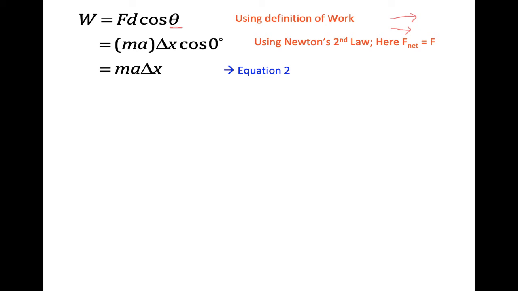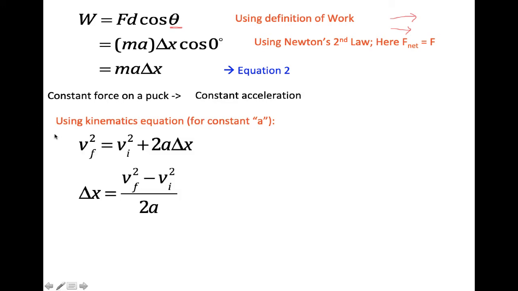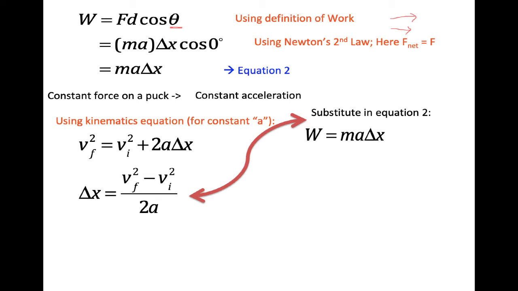Because the force is constant, it means that the acceleration is constant, and we can apply the kinematic equations of constant acceleration. One of the kinematic equations that does not use time is this one: Vf square equals Vi square plus 2a delta x. We rearrange it, take Vi square to the other side and divide by 2a. We get this expression for displacement. Now we can substitute this formula for displacement in equation 2. In ma delta x, instead of delta x we put this expression.